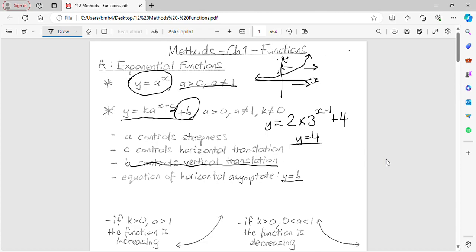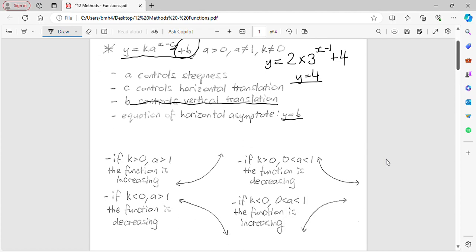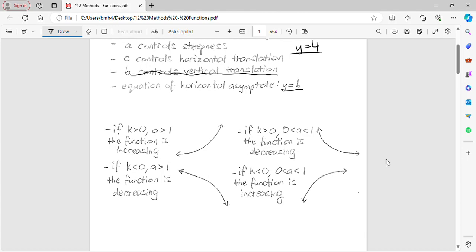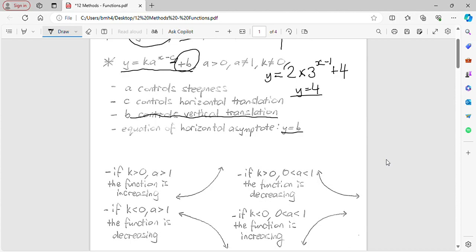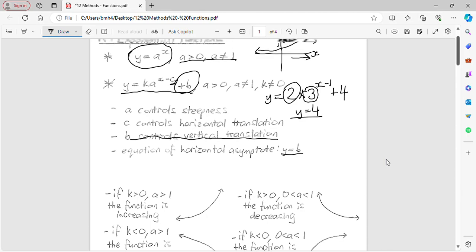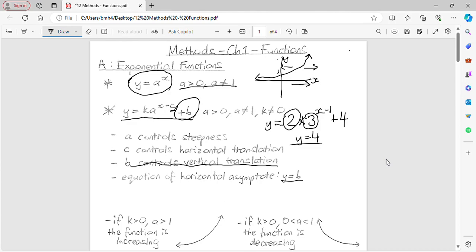So this one is exponential growth, because for a greater than 1, the function is increasing, and for k greater than 0, so that's exponential growth. So that is what we've got here, because k is greater than 0 and a is greater than 1. So you're going to have a graph that is exponentially increasing. So it's going to look like that one.